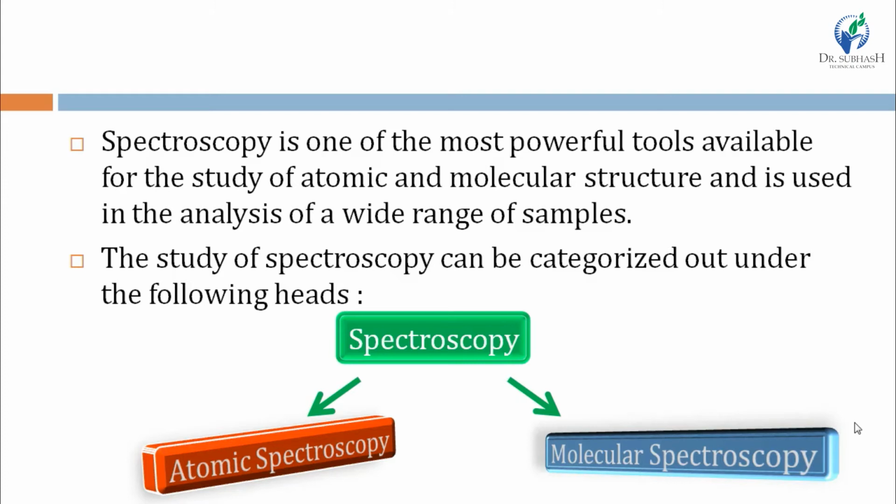It gives us both the applications, qualitative and quantitative. And spectroscopy can be used with a wide range of samples. That's why it is very widely used. It is the most powerful tool and it gives us both atomic and molecular information. So it is divided into two types, atomic spectroscopy and molecular spectroscopy.